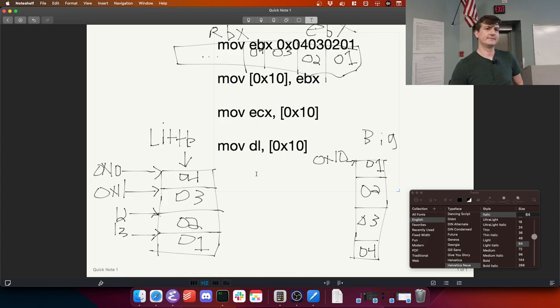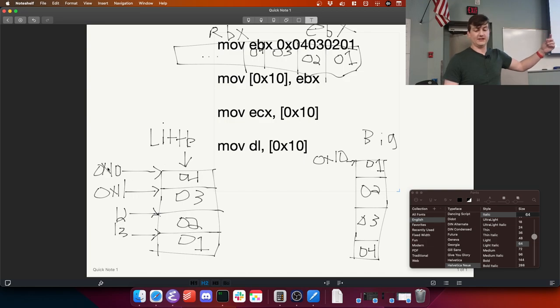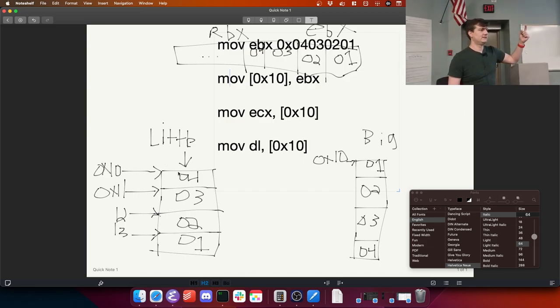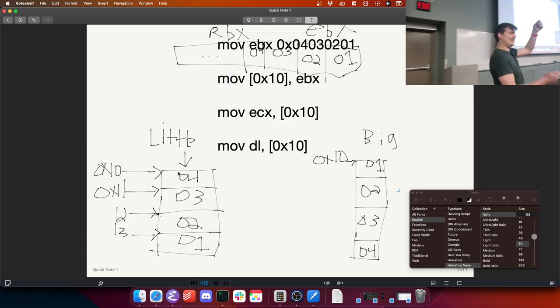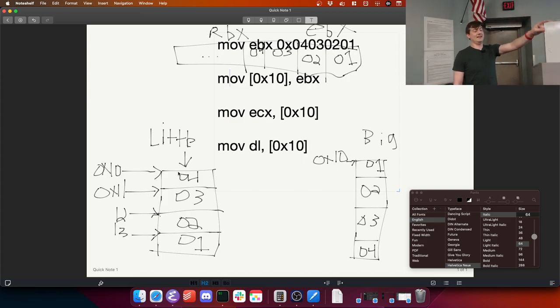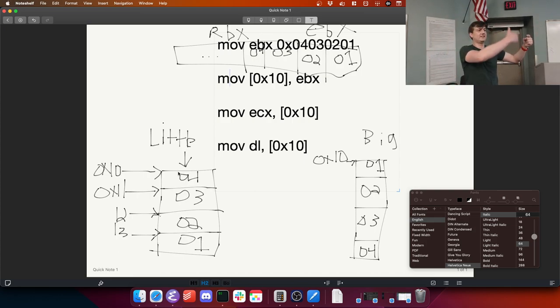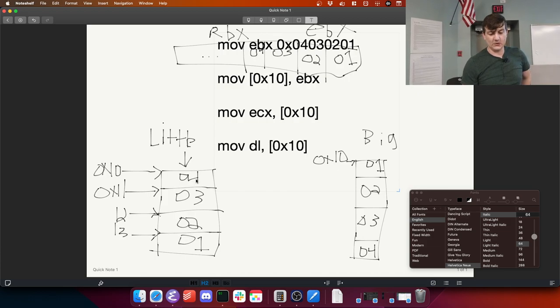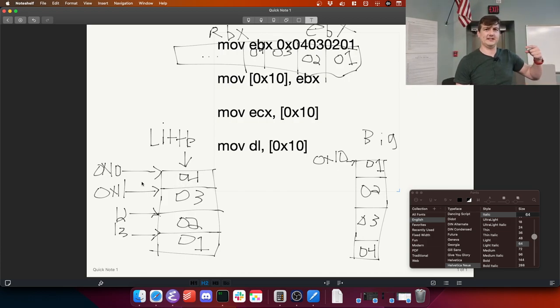Is it 04? 04. Why? Because on little endian, well, on both of them, if you're only addressing one byte, does endianness matter? No, because it's only multi-byte things that it has to figure out the order. But if you're only asking for one byte, it matters in the sense that whatever you wrote there changes the layout. So in a little endian format, DL will be 4, because that's exactly what's at 10. Whereas this exact same code on a big endian format, DL will be 1.